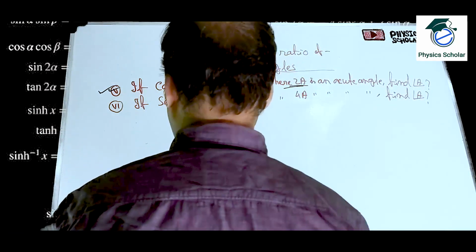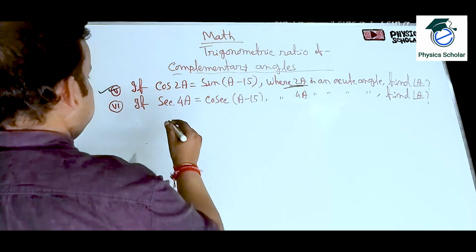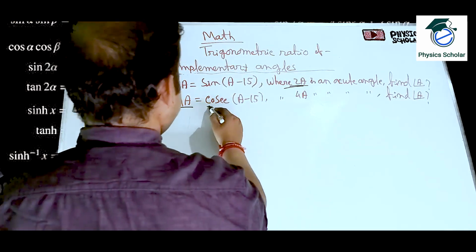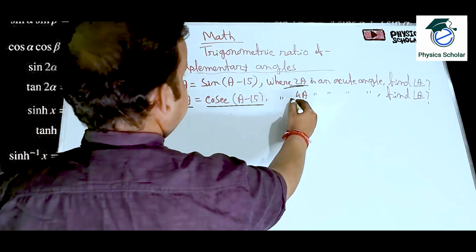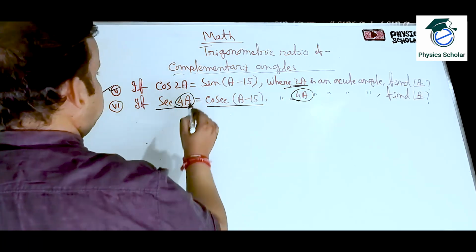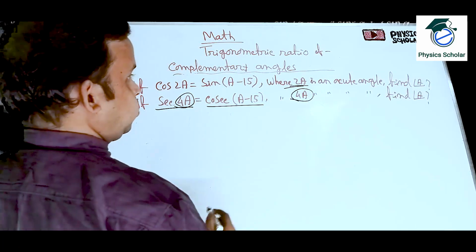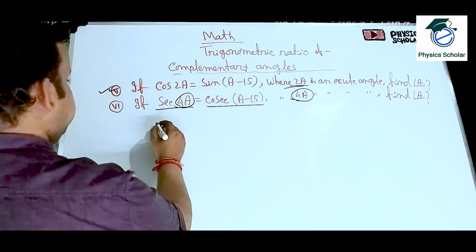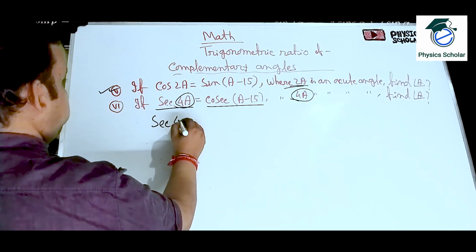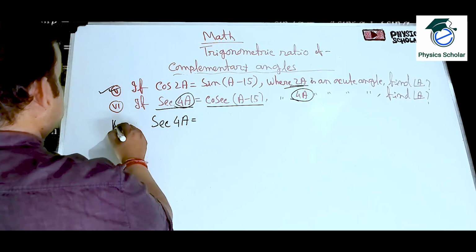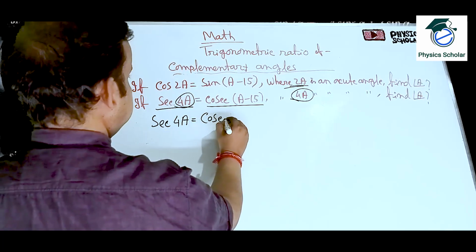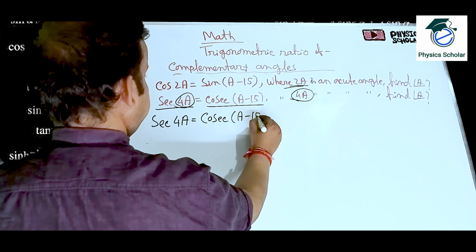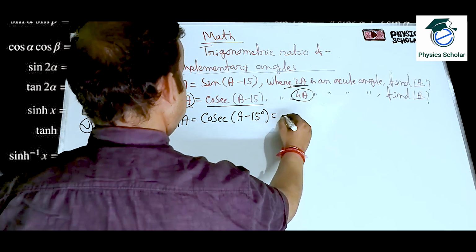Let us move to the next sum, number 6. So a similar type of sum, cosec 4A is equal to sec 4A is equal to cosec of A minus 15 degree. 4A is an acute angle. That means this will lie in the first quadrant. This angle will lie in the first quadrant. So we have to find out the value of A. So sec 4A is equal to sec 4A. It is sum number 6. Sec 4A is equal to cosec of A minus 15 degree is equal to what?